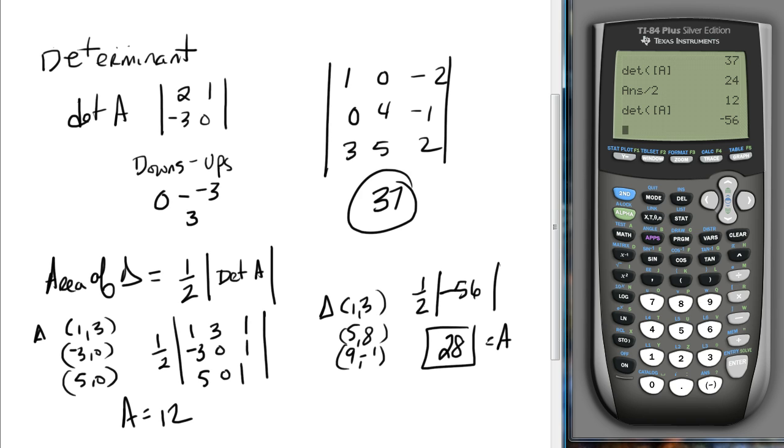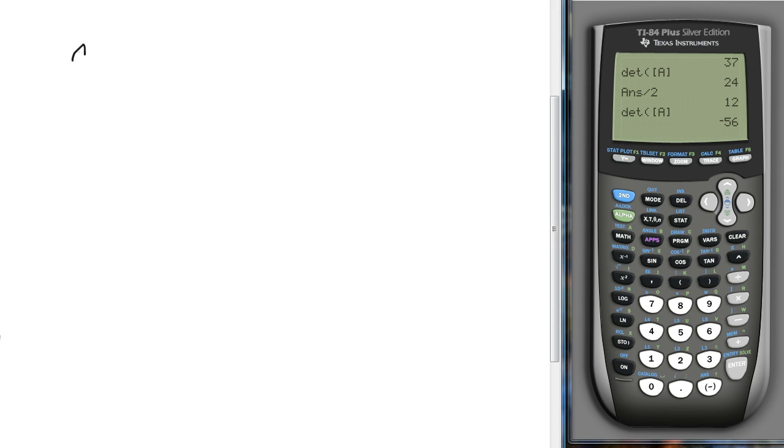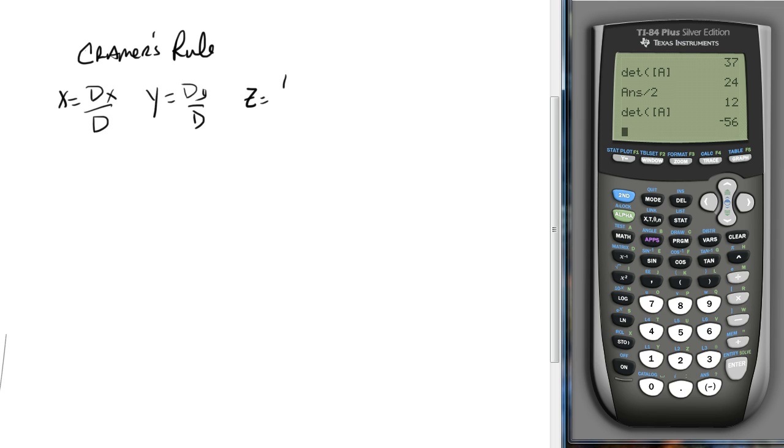What else can we do? We could do Cramer's rule. All right, let's try Cramer's rule. Cramer's rule said this: x equals dx over D, y equals dy over D, and z equals dz over D. These take a lot of time because you have to set up all these determinants. Well, let's do a system here.